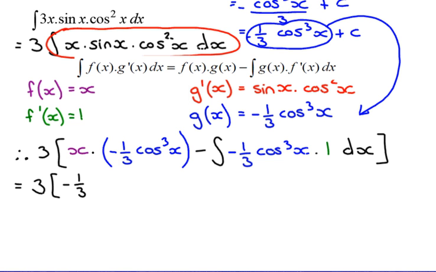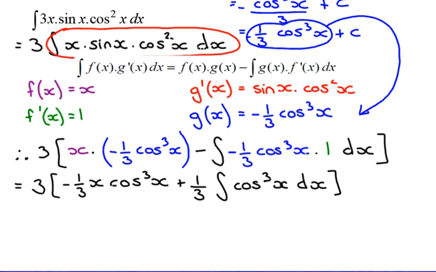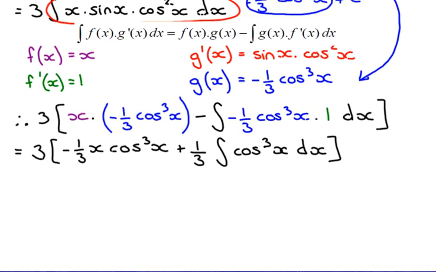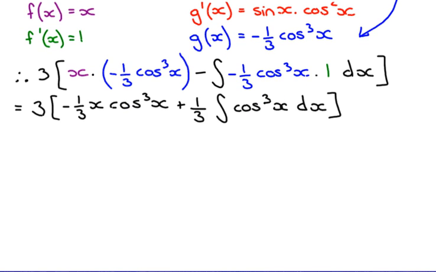I've got negative a third x cos cubed x. Then a minus and a minus is a plus. I can take that third out, and I'm integrating cos cubed x with respect to x. Cool. Now here it's actually quite easy to see that the 3 can multiply in because of that third. So let's multiply it in. 3 times negative a third is negative 1, so it's negative x cos cubed x plus 3 times a third is 1, and I'm integrating cos cubed x.